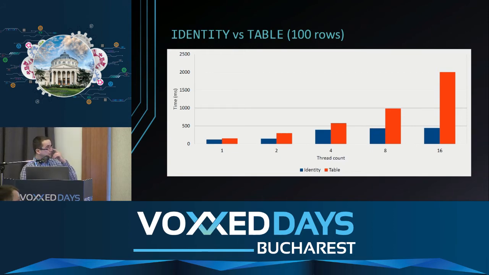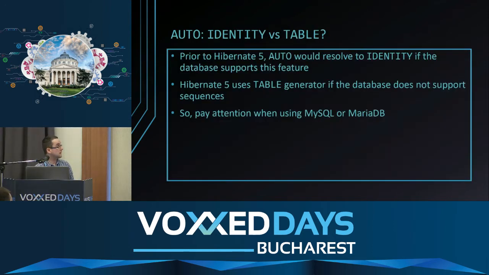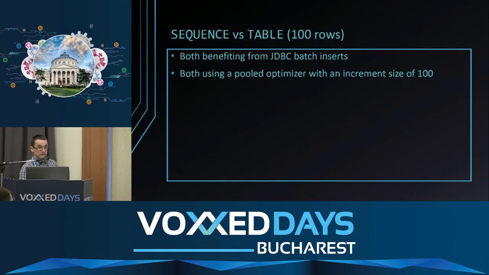So yes, in MySQL, if you're using MySQL, you probably want to stick with identity, even if it disables the JDBC batch inserts. Now, you have to pay attention to auto, because if you're using MySQL, by default, auto will not fall back to identity. From Hibernate 5, it falls back to table, so pay attention to that, because otherwise you will use the table generator, which doesn't behave very well.